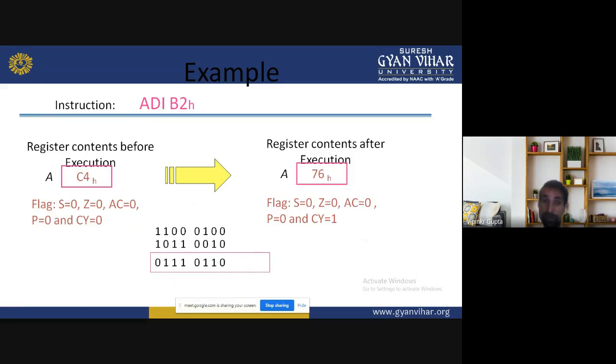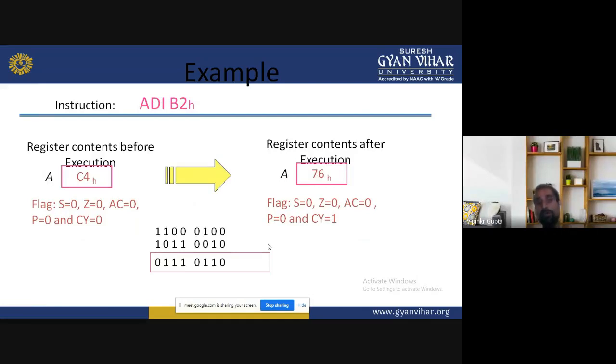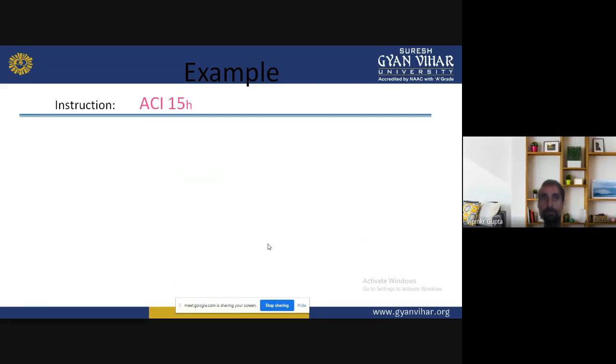Now we change our result into a hexadecimal number. So what are we getting? 0110 is equivalent to 6, and 0111 is equivalent to 7. So the result is 76H. Now the length of this instruction: opcode and data both are available, so its length is 2 bytes, and immediate addressing mode is there.